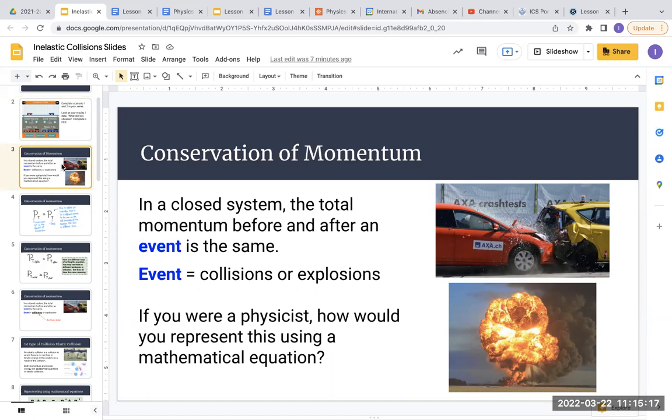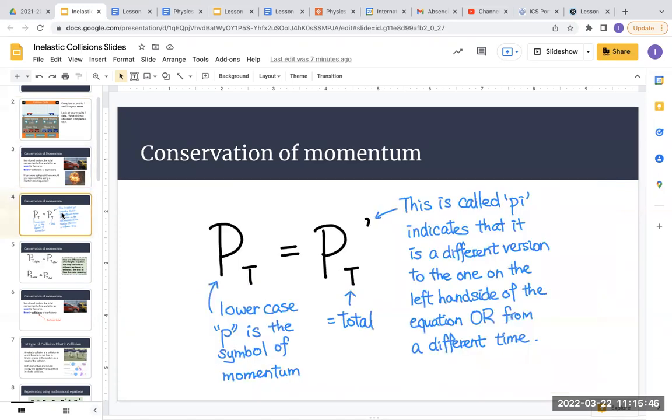And the definition for this is that in a closed system, which means energy is enclosed within the system and doesn't leave the system, the total amount of momentum before and after an event would be the same. And when we say event in physics, we mean it could be collisions or explosions. So if we were to represent this using a mathematical equation, we would write this.